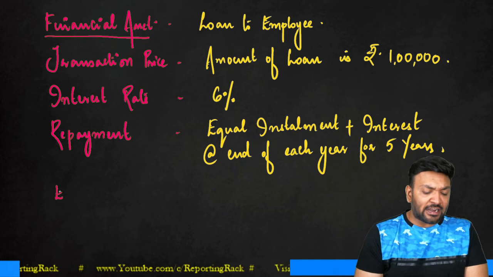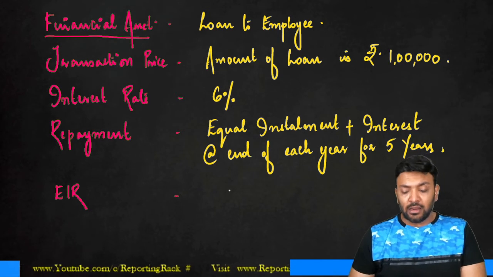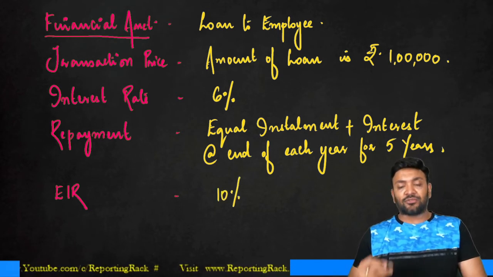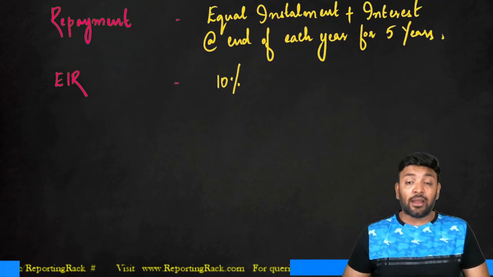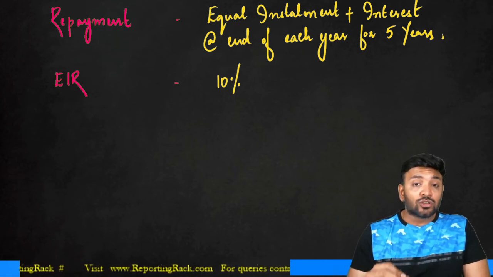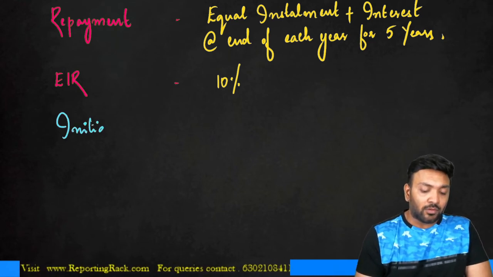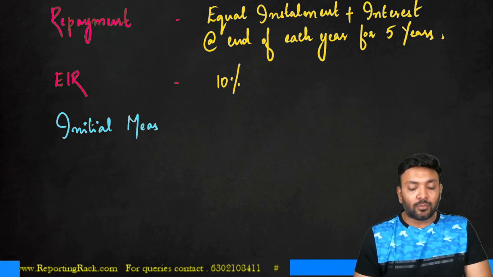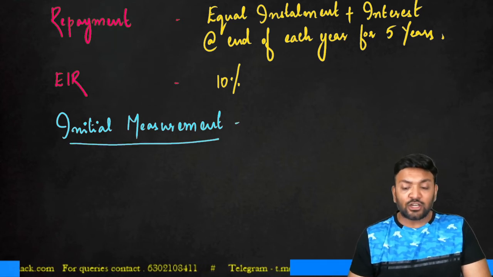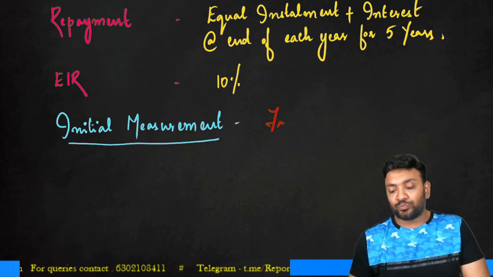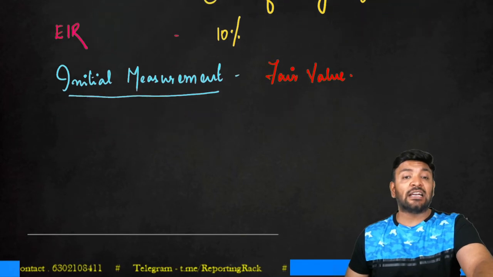Let us say the effective interest rate, that is the rate at which these employees can borrow funds from the open market, is, let's say, 10%. For ease of calculation, I'm taking 10%. Keep calculating, I'll tell you how to calculate. First, I'll talk about initial measurement. First measurement should always be at fair value.